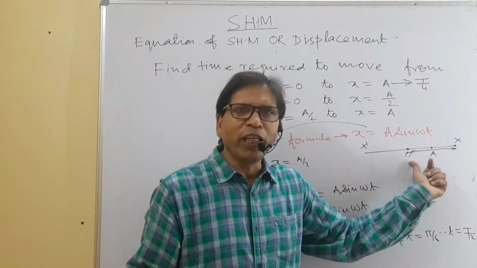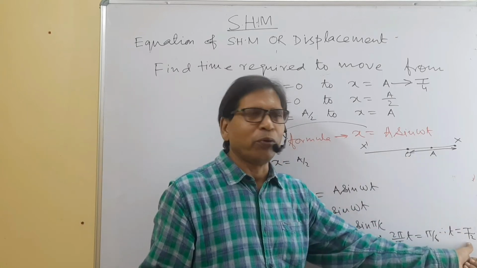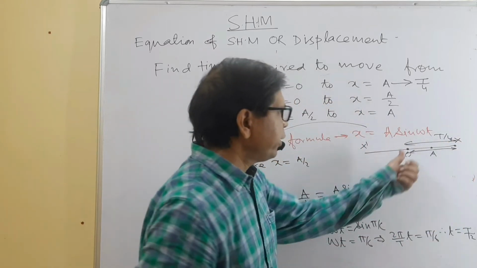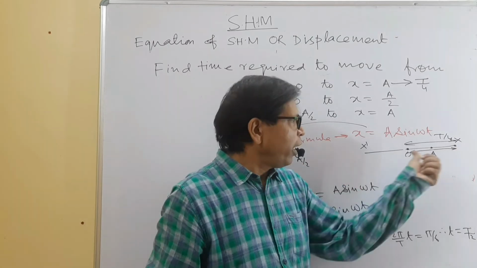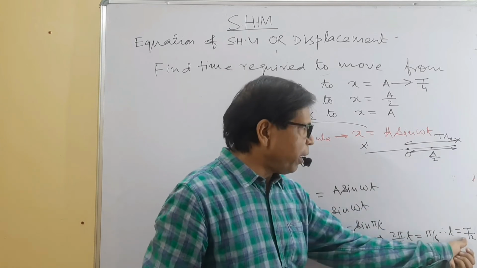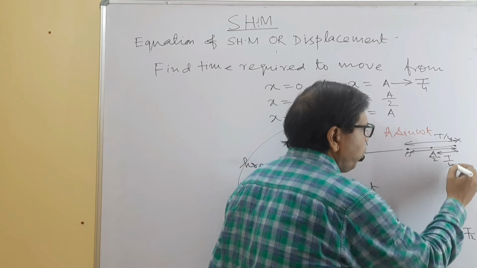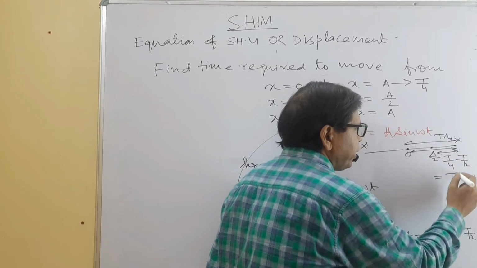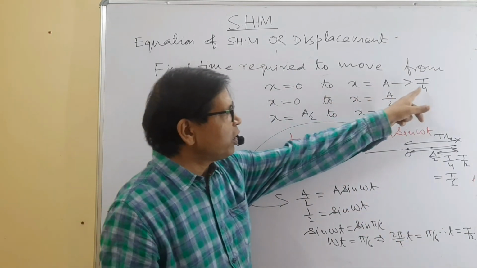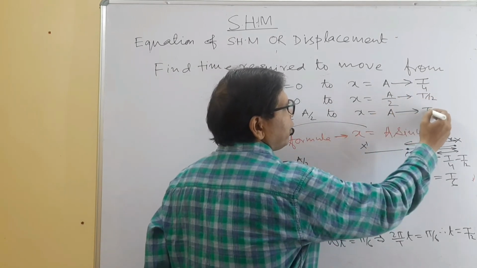So time required to reach from x equals 0 to x equals A is T by 4. Now look at this. We already calculated the time required to reach from this position to this position is T by 4. Time required from this position to A by 2 position, look at this, A by 2 position is T by 12. So time required to reach from this position to this position is T by 4 minus T by 12, that is T by 6. Okay. So time required to reach from this to this is T by 4, and this is T by 12, and this is T by 6.